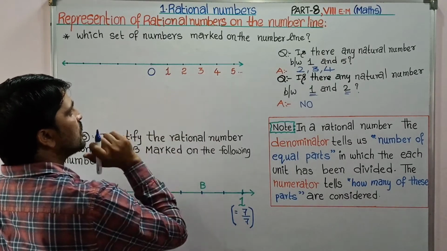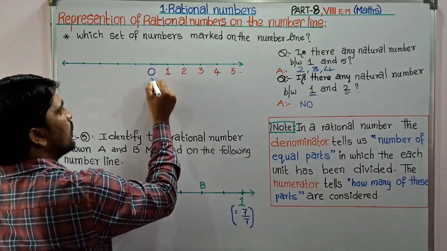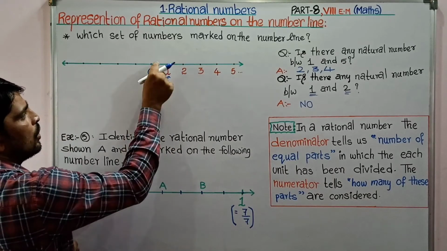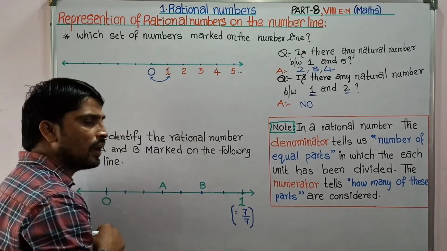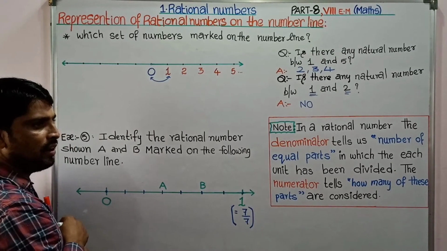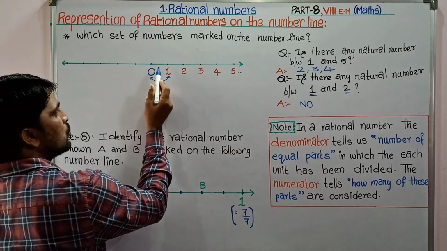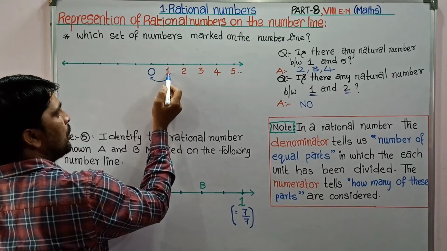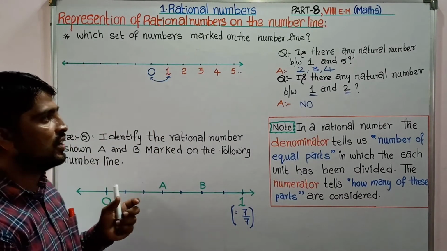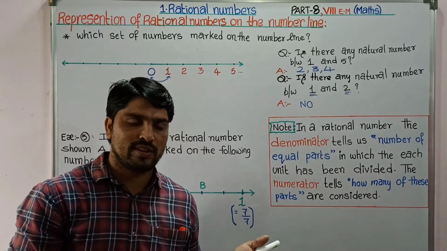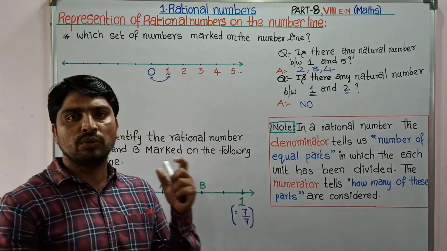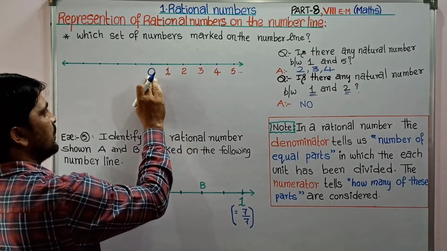Okay. Now the question is, between 0 and 1, is there any whole number on the number line? Nothing between 0 and 1, because the whole number next to 0 is 1 and the whole number previous to 1 is 0. So there is no natural number between two consecutive natural numbers. Also, there is no whole number between two consecutive whole numbers. These points are very important.